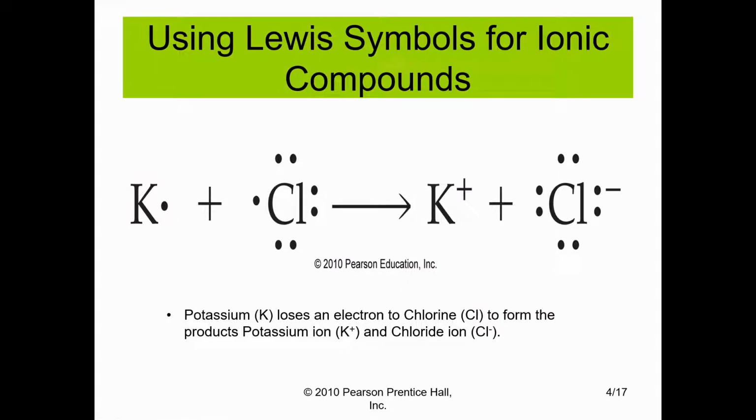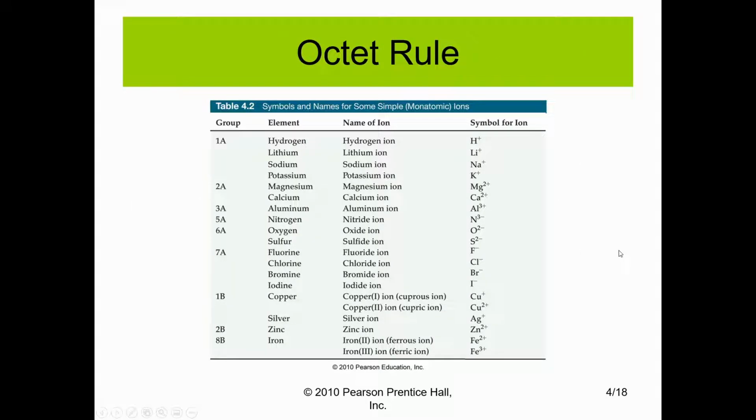Here is another example of this ionic bond forming between a potassium and a chlorine. In this example, we also have the Lewis dot structure. Potassium, which has 1 valence electron, will lose that 1 electron to form a positive charge. Chlorine, which has 7 valence electrons, will gain that 1 electron to form chlorine minus with 8 valence electrons and a negative charge.